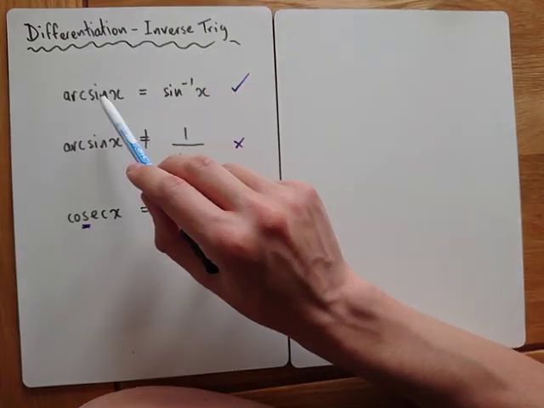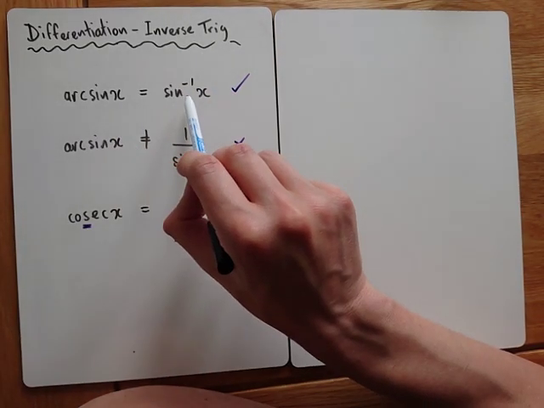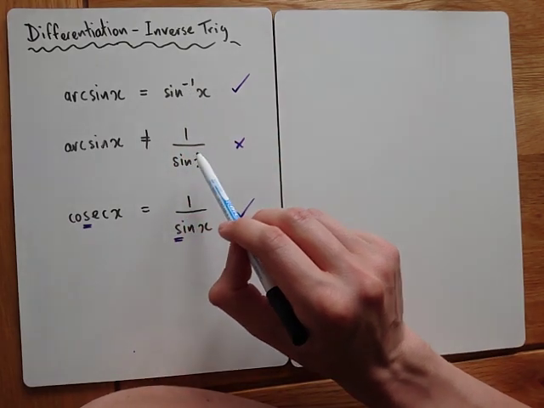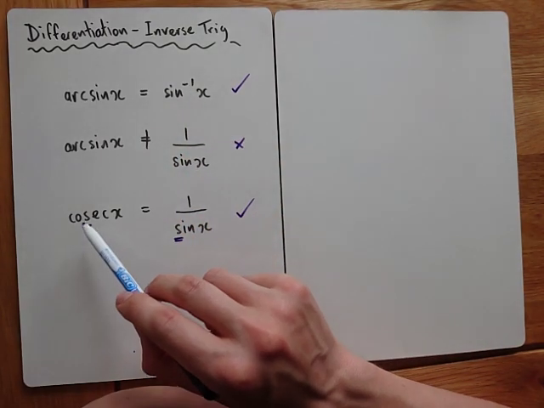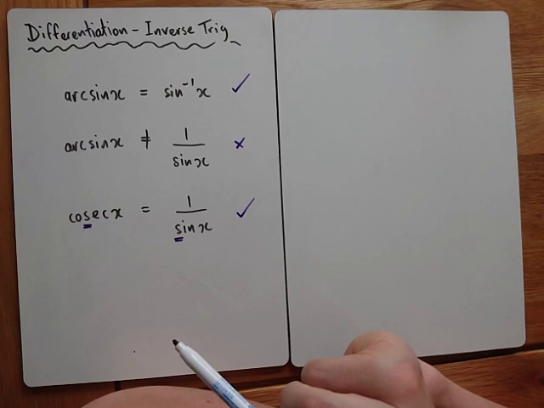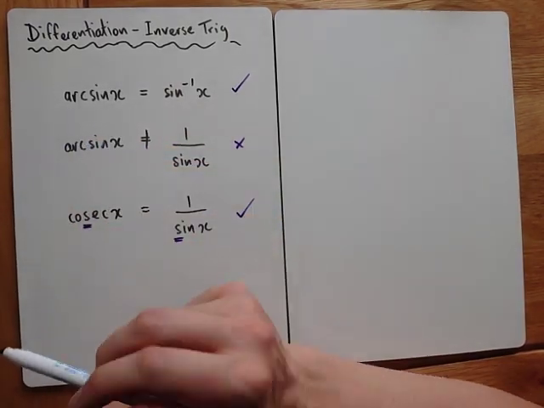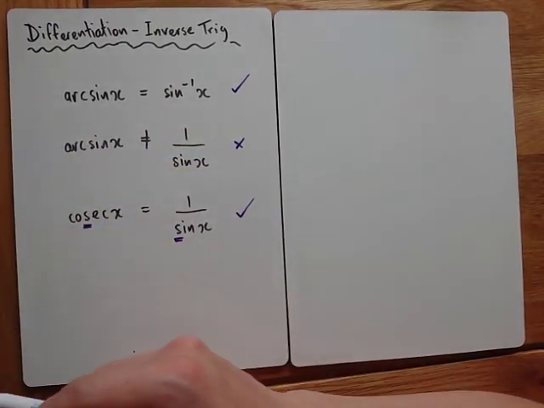So when we write arc sine, it's the same as sine inverse. It's not the same as 1 over sine. Cosec is 1 over sine. So when we write arc sine, just think about that as sine inverse, not cosec.